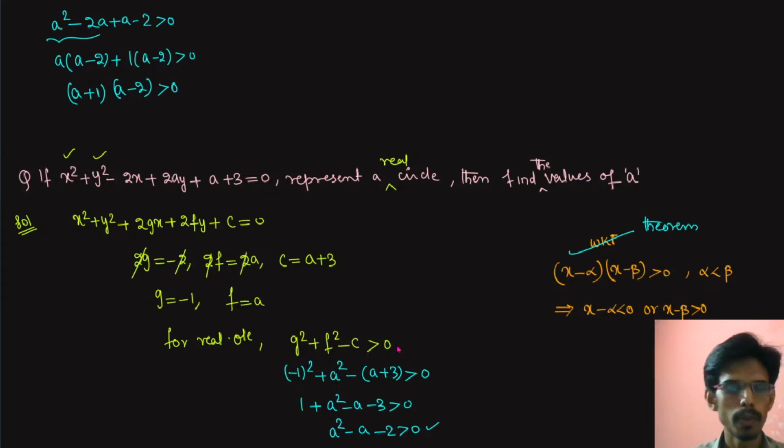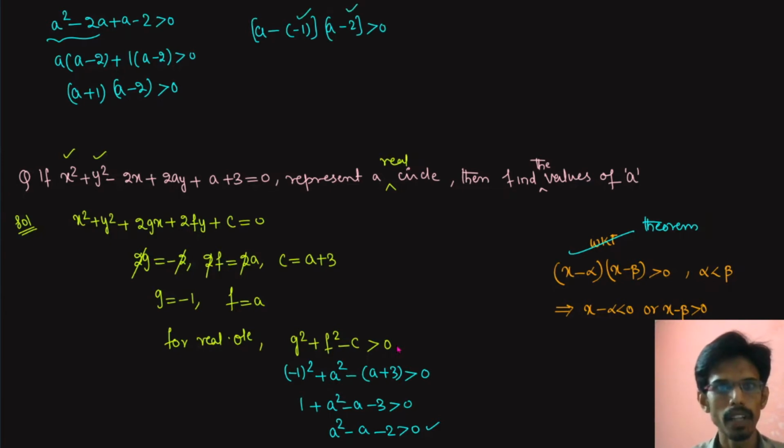Now apply the same theorem here. This a plus 1 can be written as a minus of minus 1 into a minus 2 greater than 0, because I want alpha to be less than beta. Here the value of alpha is minus 1, beta value is 2. Here alpha is less than beta, so I can apply the same concept here.